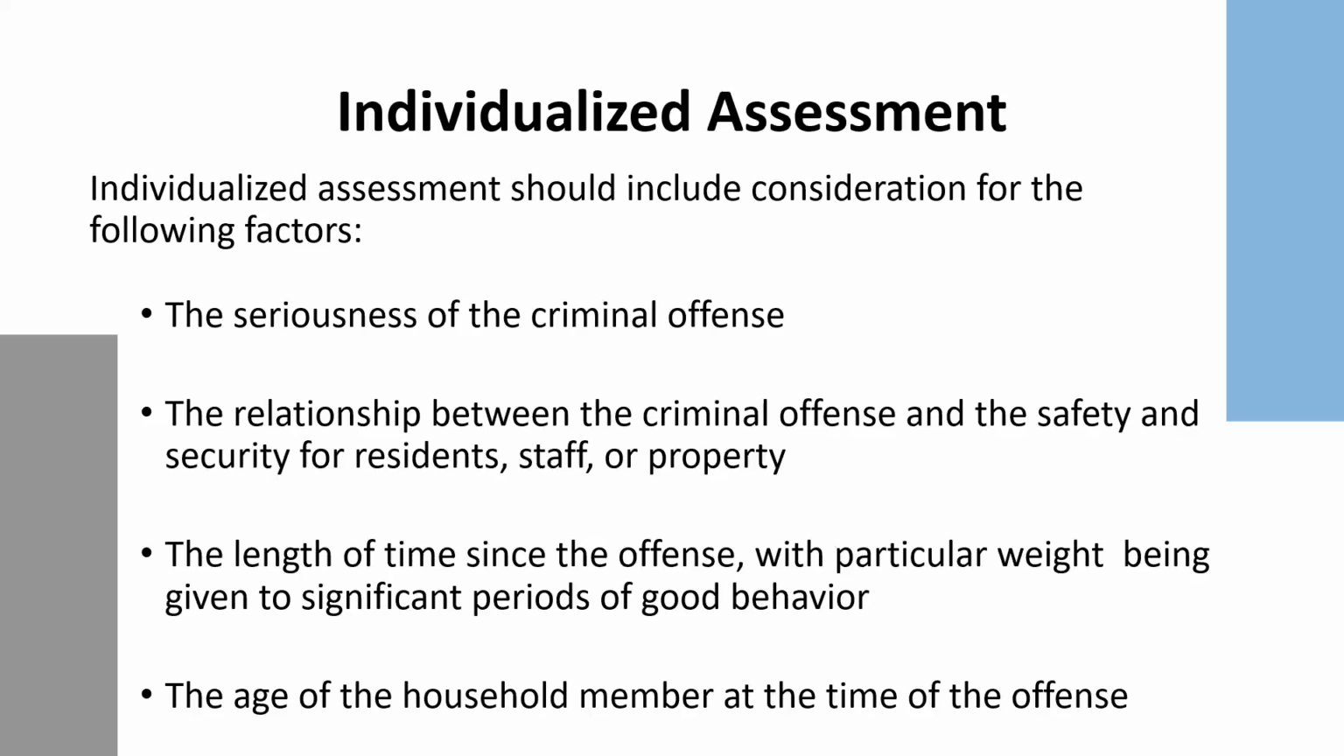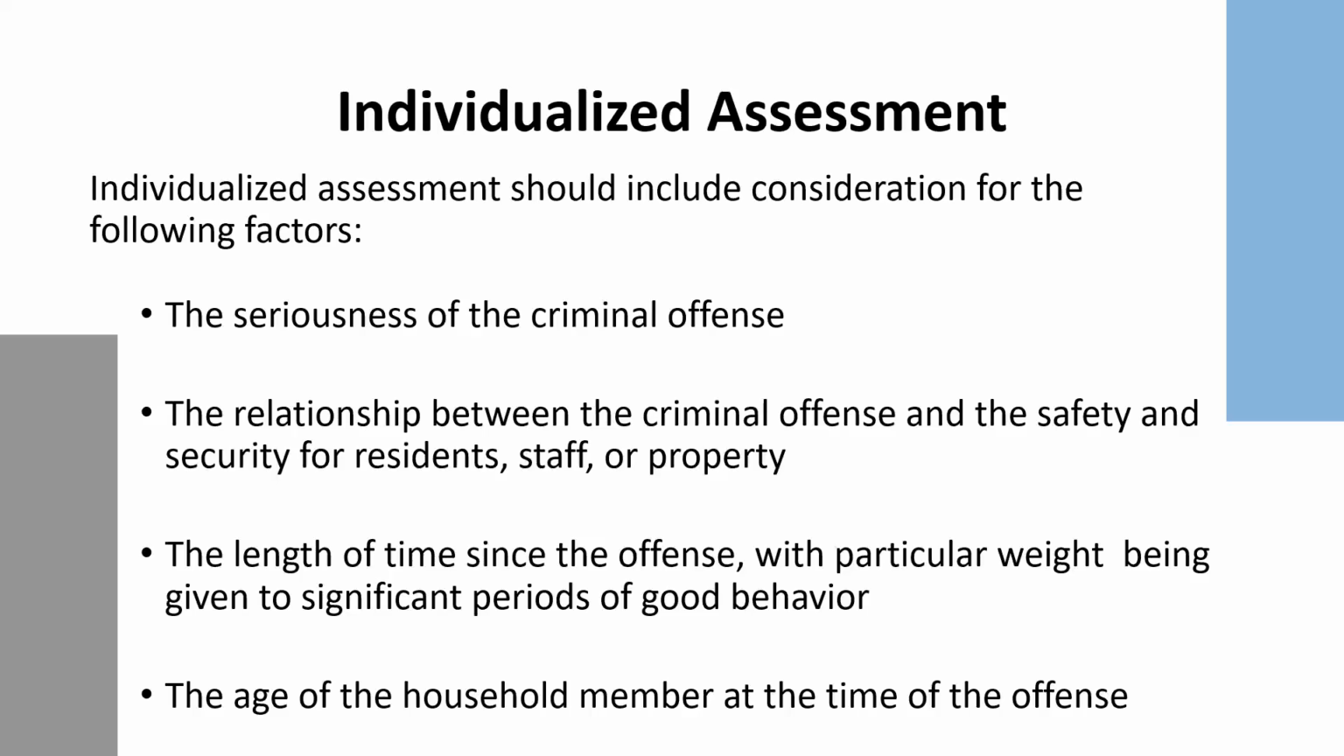And when we talk about individualized assessment, here are some things that you should consider: the seriousness of the criminal offense, and the relationship between the offense and how it will impact the security of your residents, staff, or property, and the length of time since the offense, and particular weight being given to the significant periods of good behavior. If the household hasn't had any criminal history in the last 15 years, that should be a positive on their behalf. And you also should look at the age of the household member at the time of the offense.